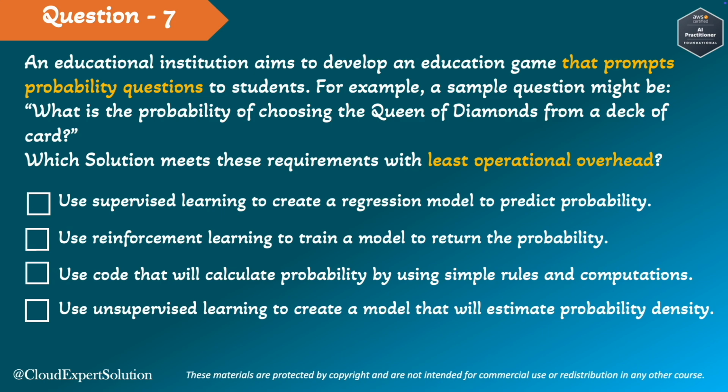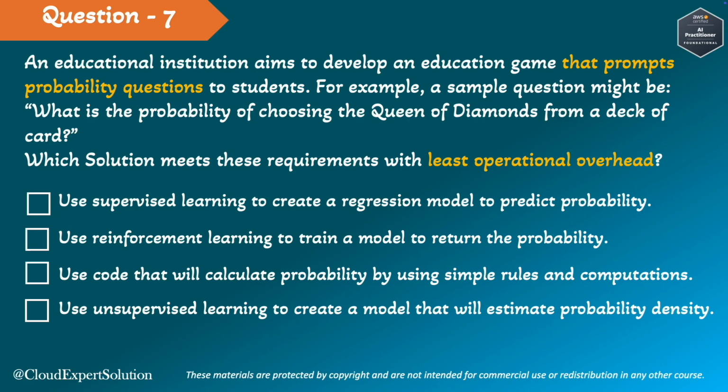This question is indirectly asking what are the anti-patterns of machine learning, because probability is a use case which can be solved using rules and programming languages. For probability, you don't need any machine learning algorithms. That is why we have to find the option which is the anti-pattern, or where we can easily solve probability with the least operational overhead.